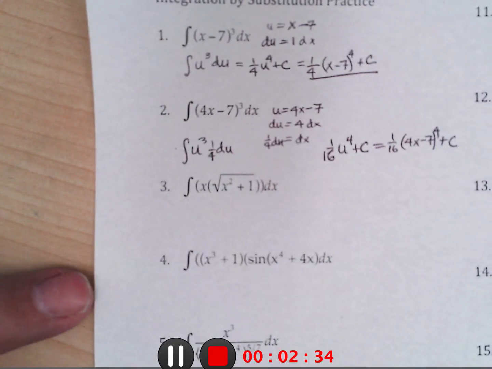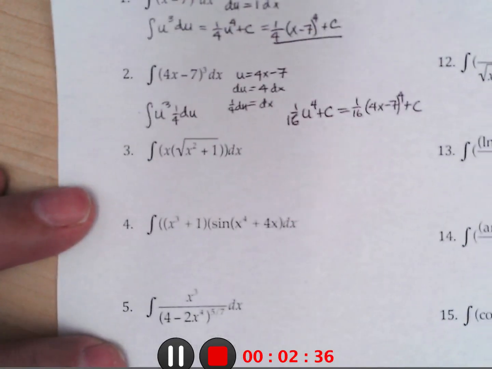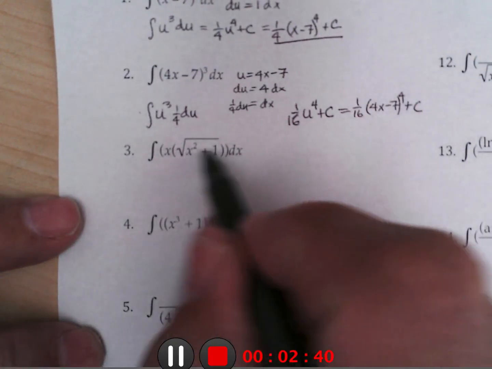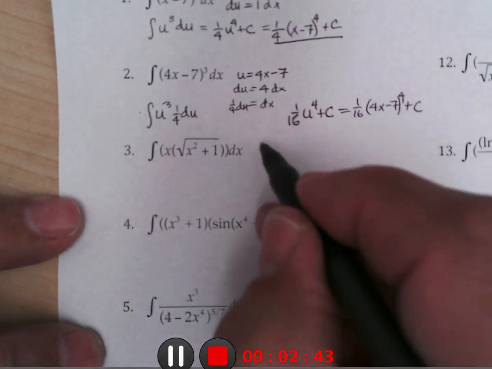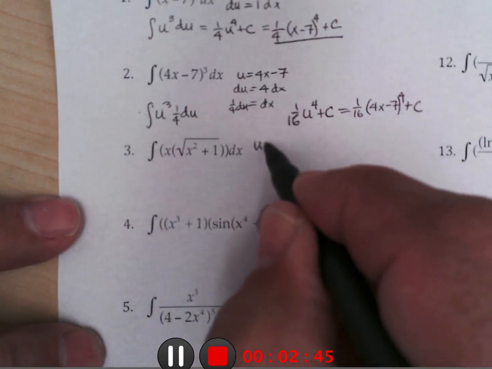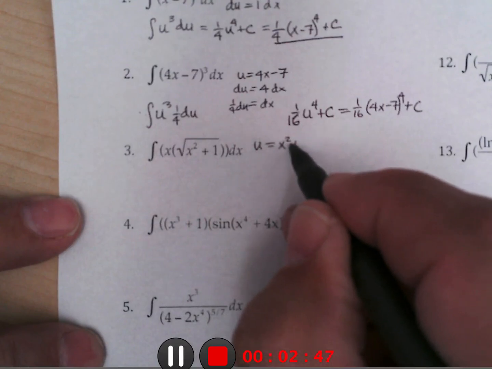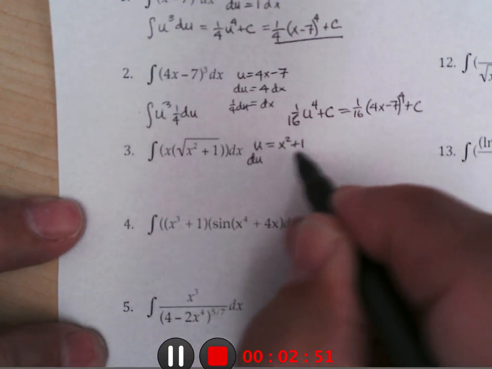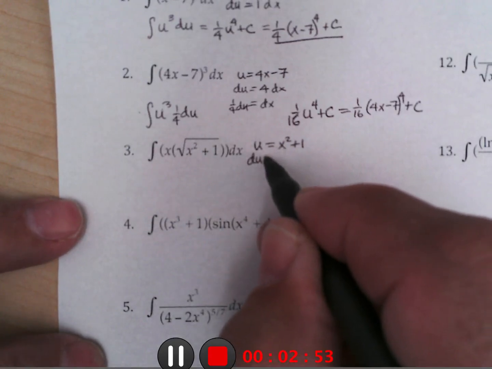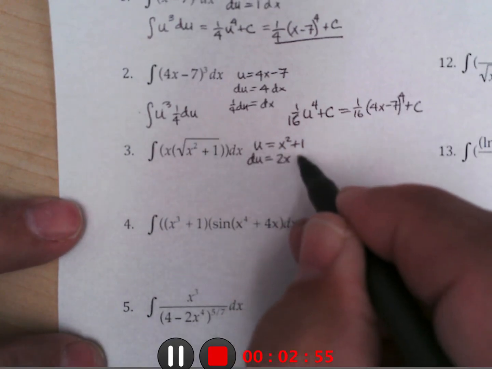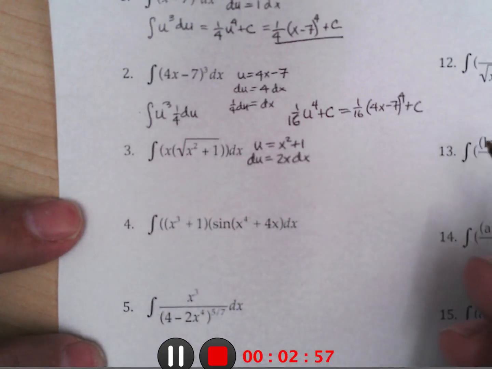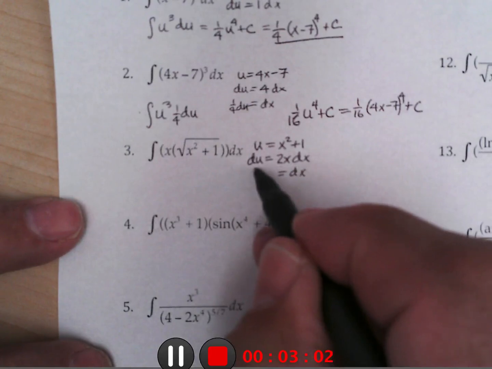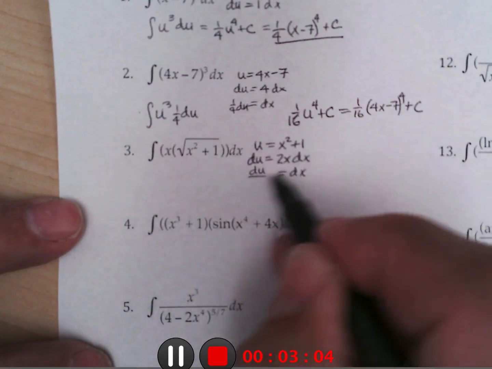Okay, the next one. I'm going to let u be the stuff inside the square root, because sums inside of square roots are not nice. u equals x squared plus 1. Derivative of u would be du. The derivative of x squared plus 1 would be 2x dx. So dx would be du divided by 2x, solving for dx.